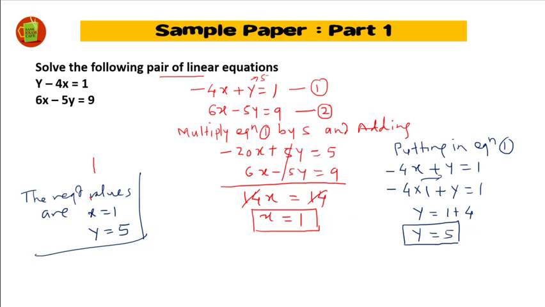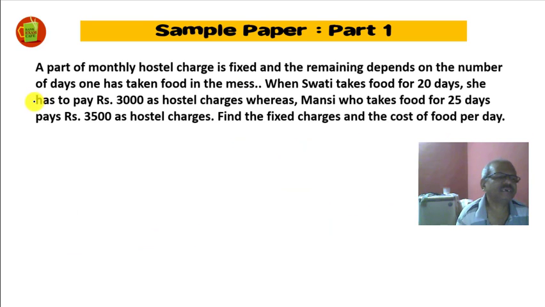Now let us see another question. A part of monthly hostel charge is fixed and the remaining depends on the number of days one has taken food in the mess. When Swati takes the food for 20 days, she has to pay rupees 3000 as hostel charges, whereas Mansi, who takes the food for 25 days, pays rupees 3500 as hostel charges. Find the fixed charges and the cost of food per day.